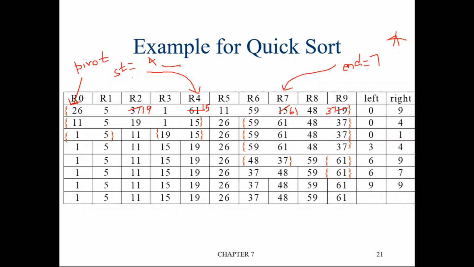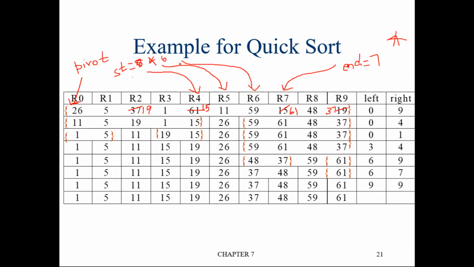So increment start. So start will point to 5. Now start is no more pointing to 4. It is pointing to 5. Again check the element at 5th location. Is this element less than or equal to pivot element? Yes, 11 is less than 26. So again increment start. So now start will point to the 6th location. Now start is pointing to 6th location.